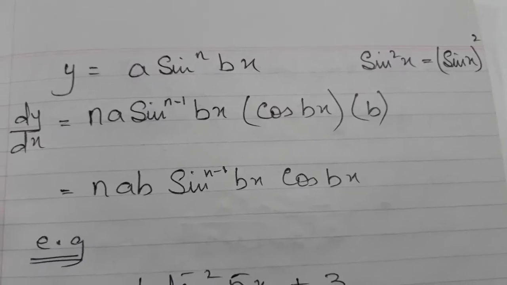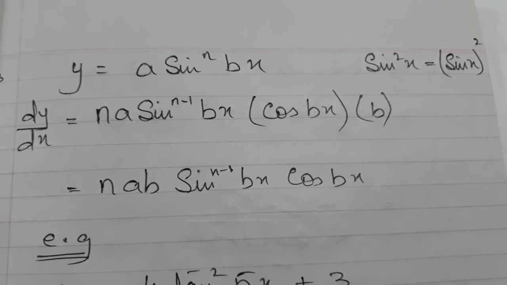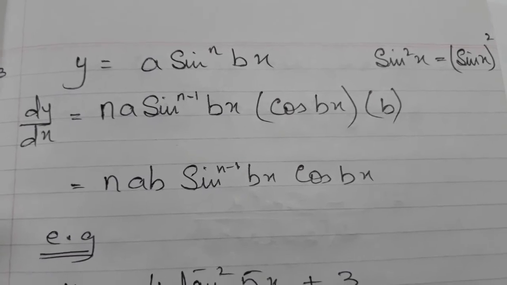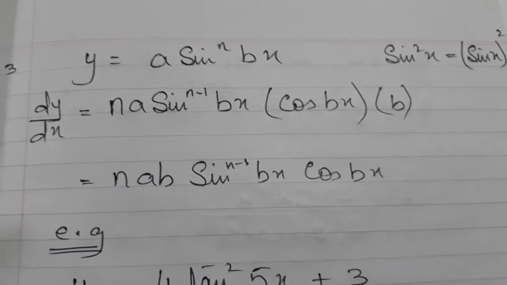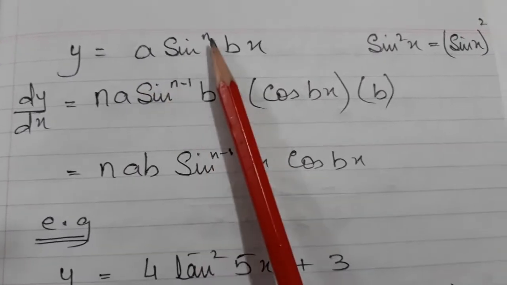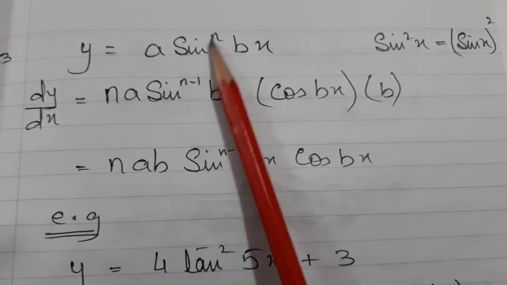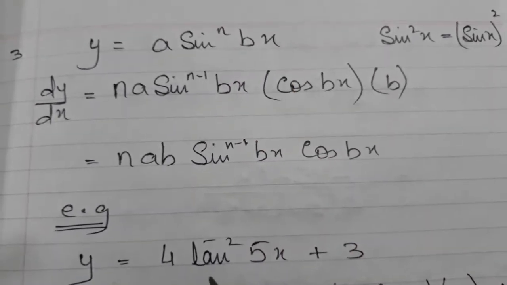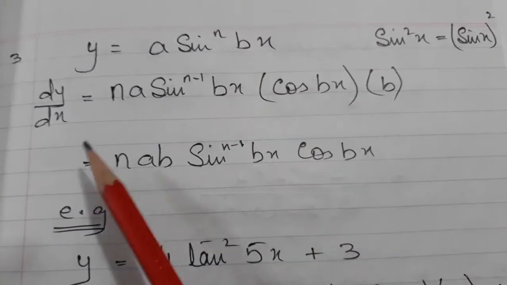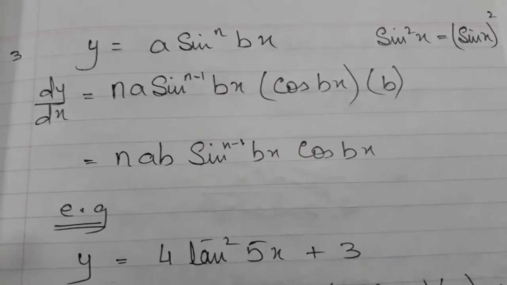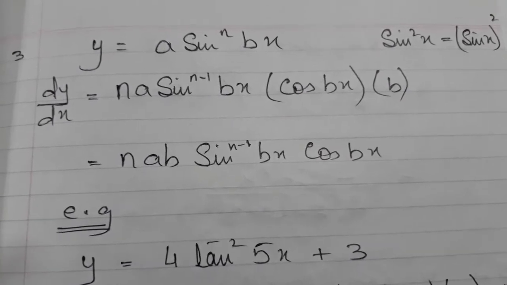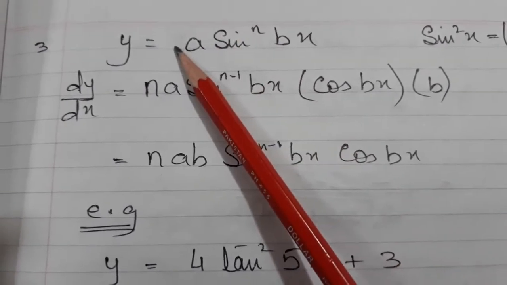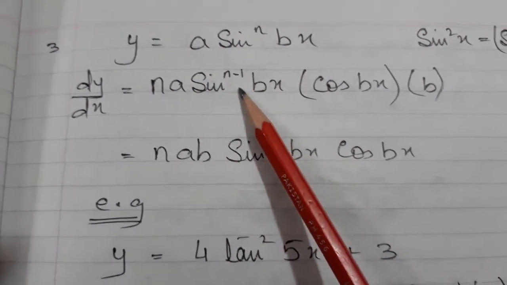Now here is the third type of trigonometric function. I told you there are 3 forms of trigonometric equation that will come, and you should understand how to differentiate them. In this third type, you will have a power, like sine square, sine cube, sine power 4, and bx, maybe 2x, 3x. We will see an example. In this case, you handle these types of question in 3 steps. Step 1 is you handle the power. The power will come as a multiplier: n sine to the power n minus 1 of bx.